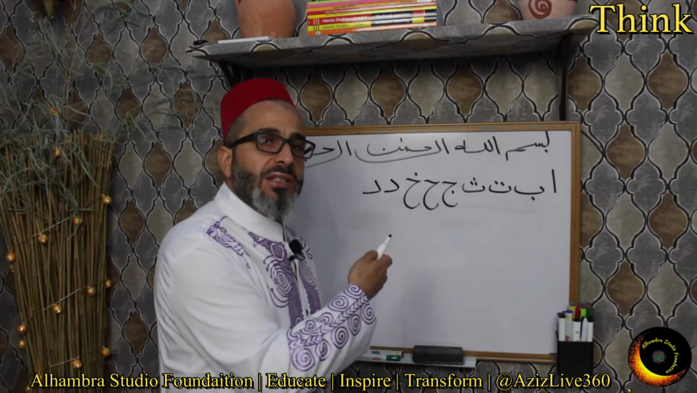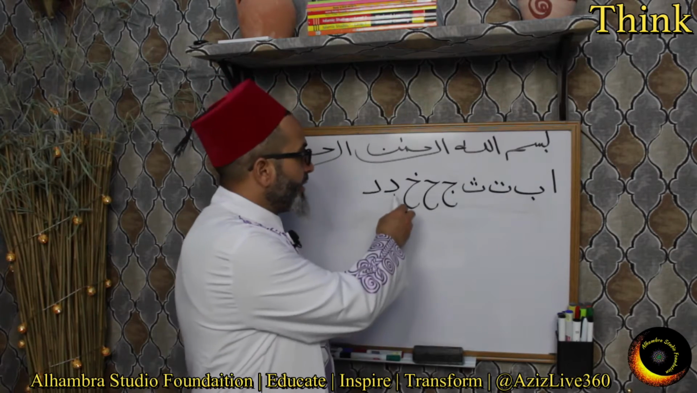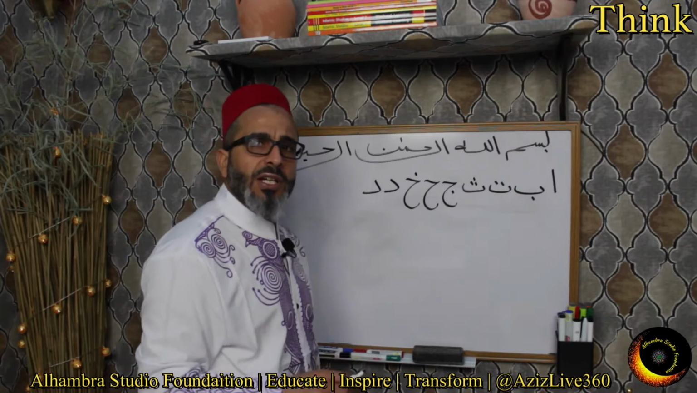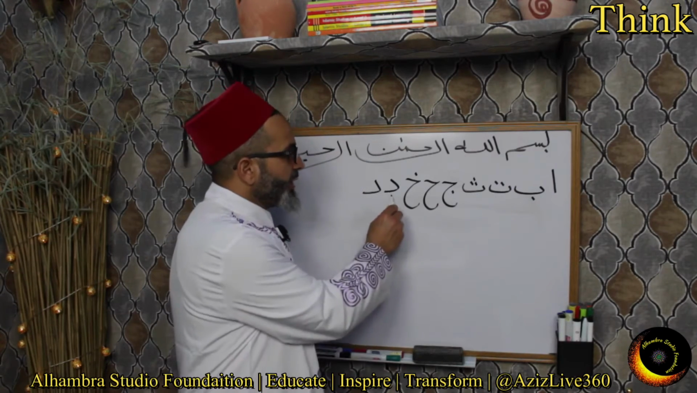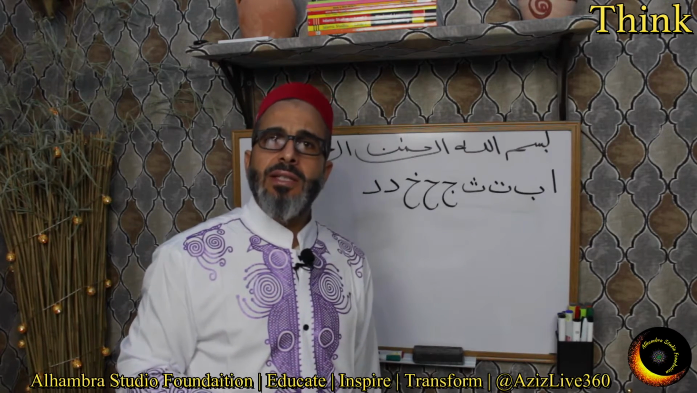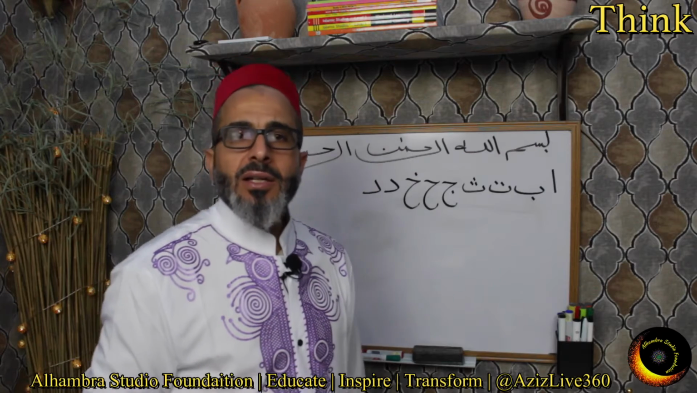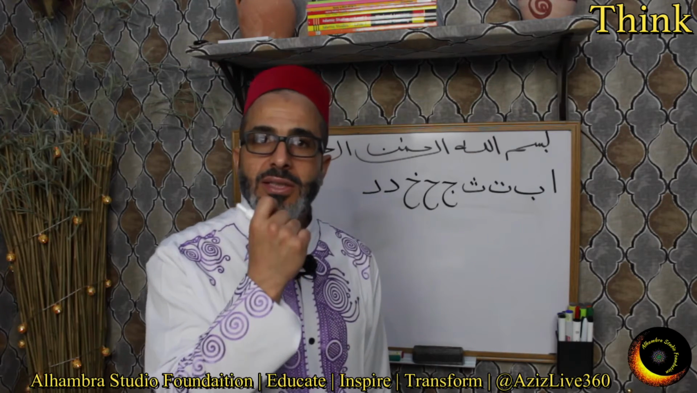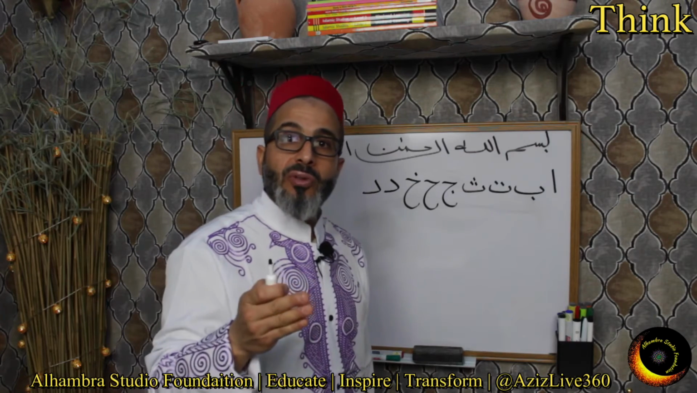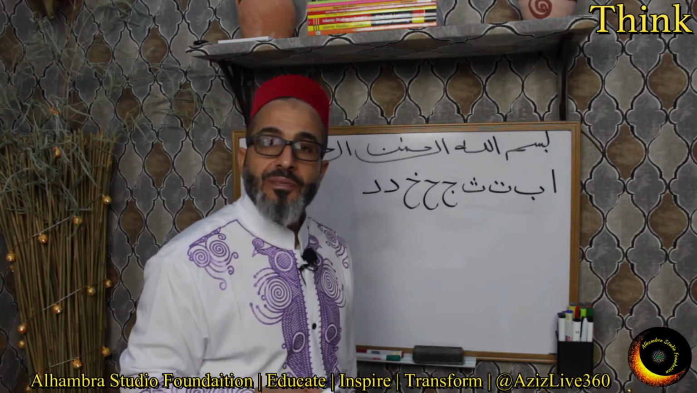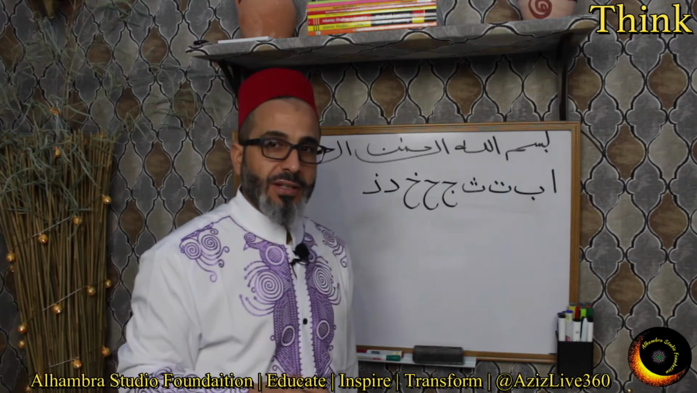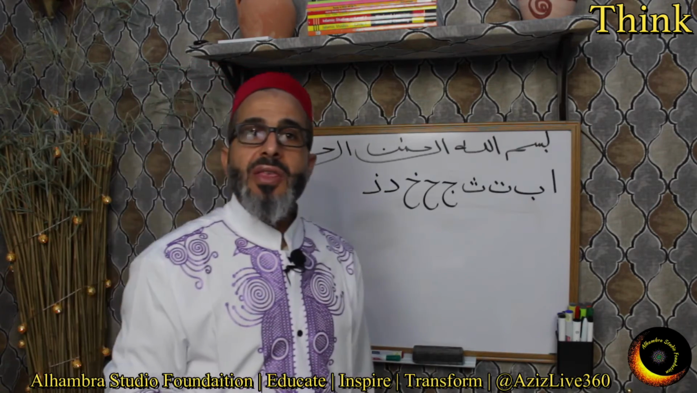In this case, this letter here has no dots. He is called dal. It's like you're saying dad. Dal, dal. The second one has 1 dot above, and he's called thal. It's easy, huh? Dal, thal.